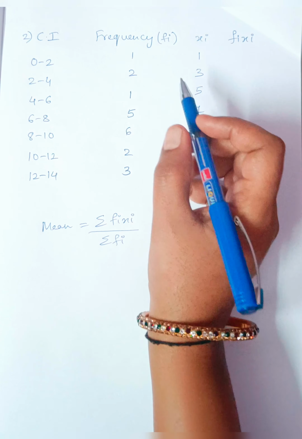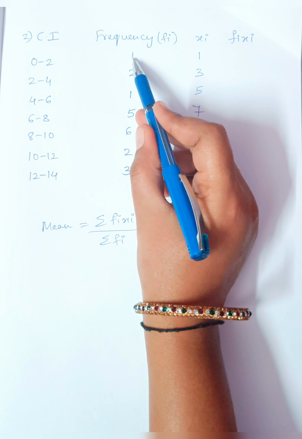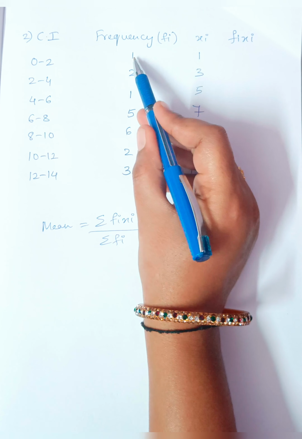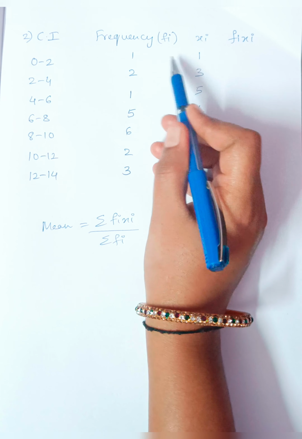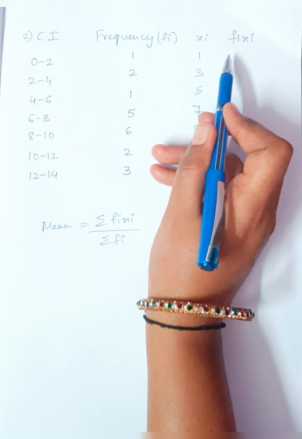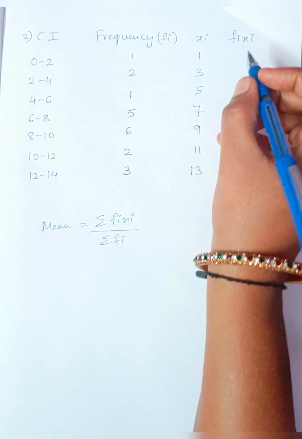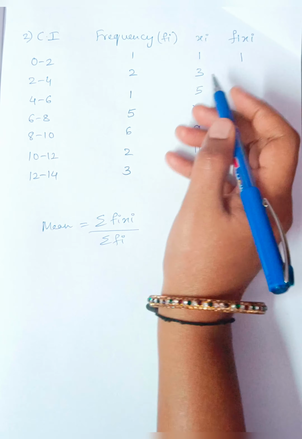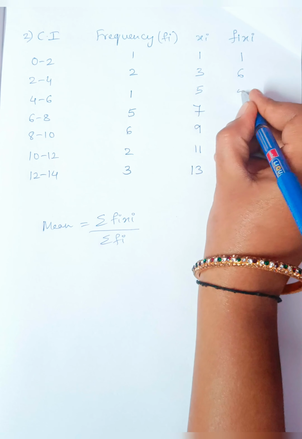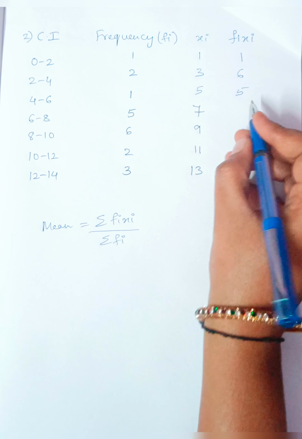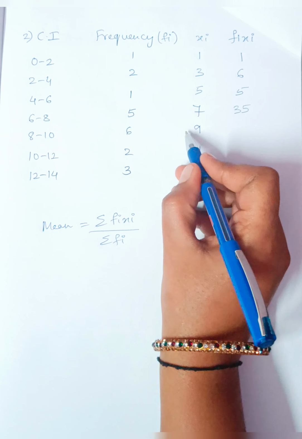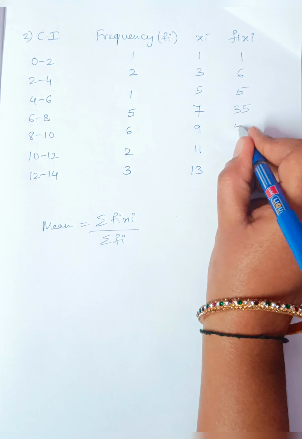Okay. Now we have to multiply these both as I had told in the first problem. So these two we have to multiply, that is fi into xi. 1 into 1 is 1, 2 threes are 6, 5 ones are 5, 7 fives are 35, 9 sixes are 54, 11 twos are 22, 13 threes are 39.